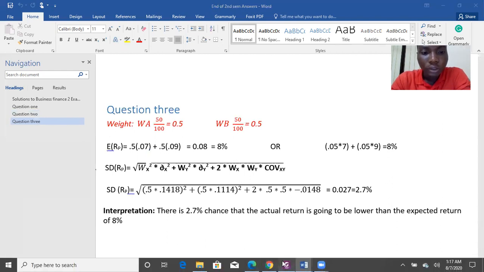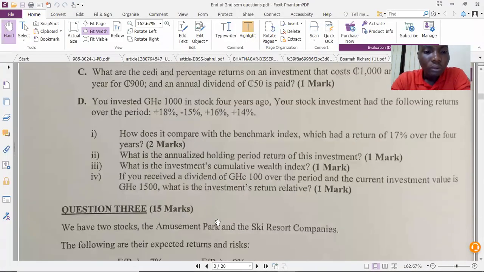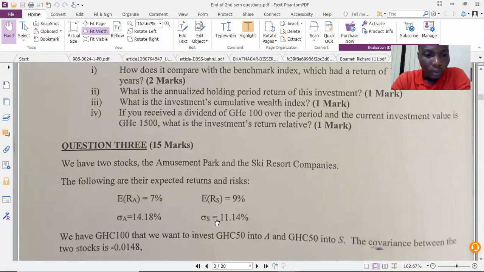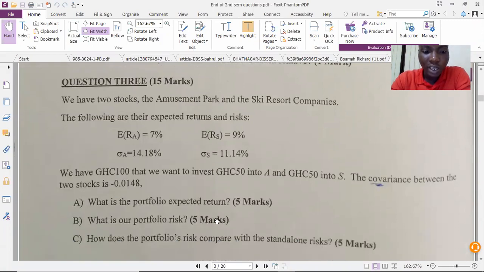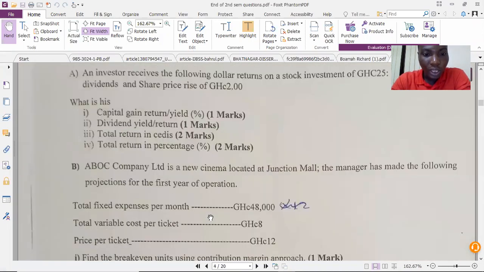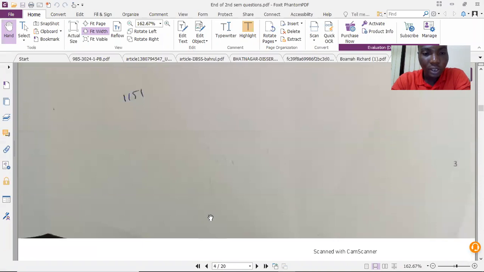Now, question 3. Say you have 2 stocks, Amusement Park and then the Sky Resort. And they have the following returns. These are the returns over there.